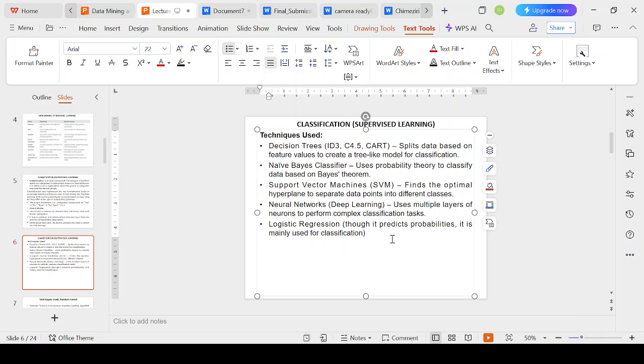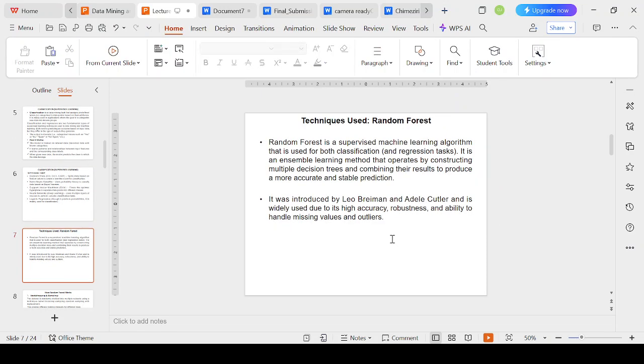Logistic regression, don't mind the regression there. Though it predicts probabilities, it is mainly used for classification problems. So when you see logistic regression, don't think that it can be used for regression problems. It's still used for classification problems. It is linear regression that is used for regression problems.